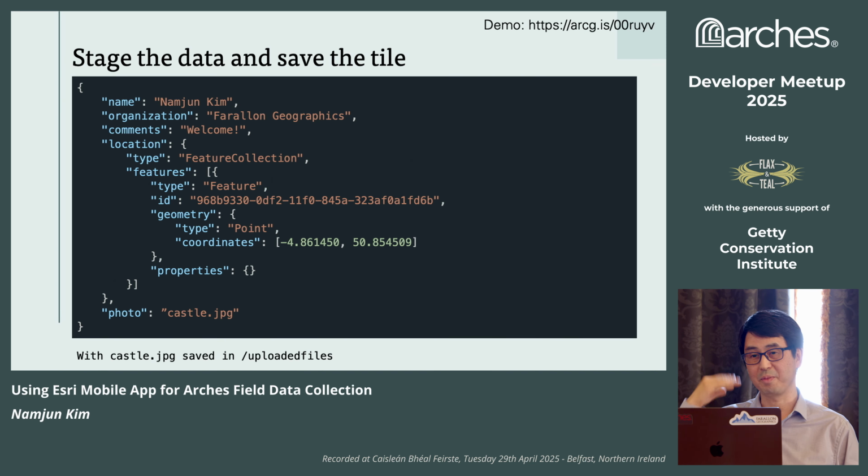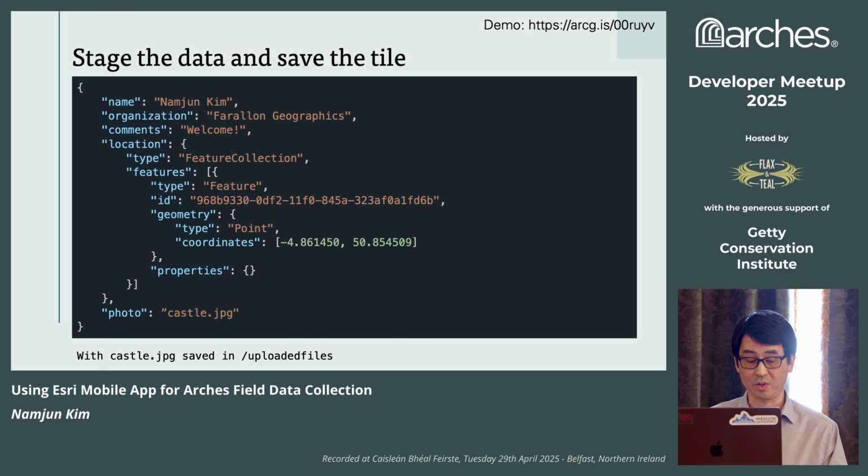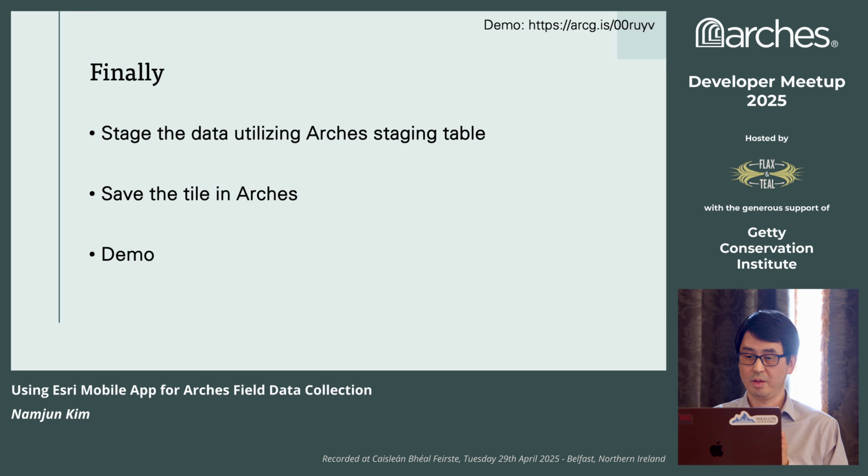If you have files in the uploaded files directory, then Django, Arches will look through the directory to find the file. So if you can create something like this, with the node alias value pairs and the files saved in the uploaded files directory, then you can let Arches do the staging and then save the tiles in Arches.